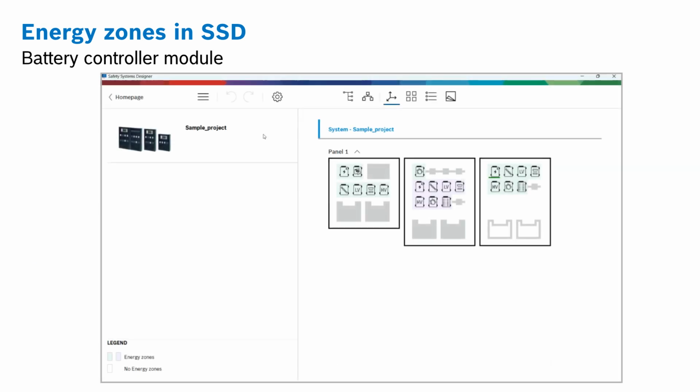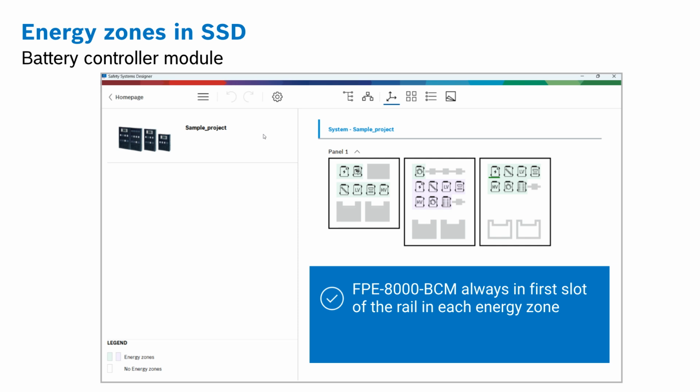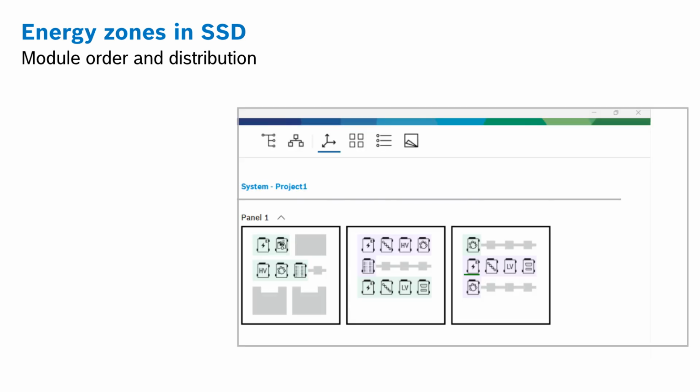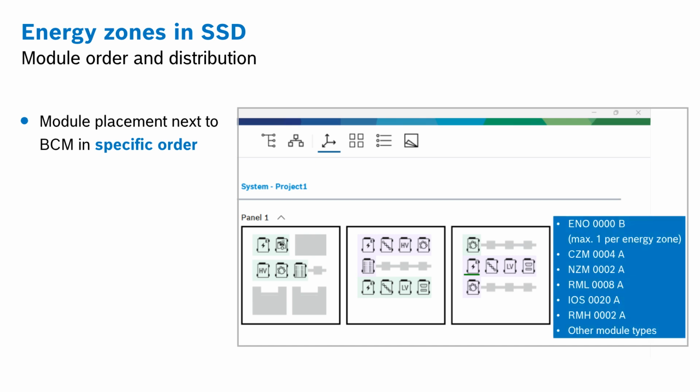The first rule concerns the battery controller module. The FPE 8000 BCM must always be placed in the first slot of each energy zone's rail. It's also important to remember that you can only have one BCM per energy zone. Other modules must be placed next to the BCM in a specific order. The software manages this for you.